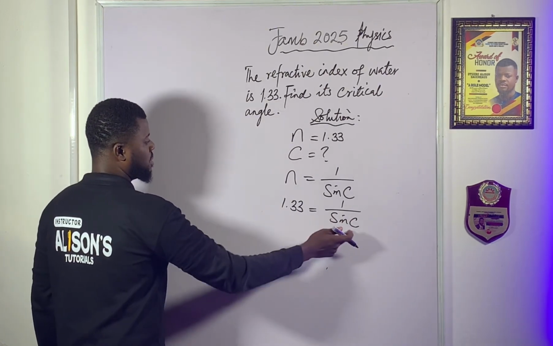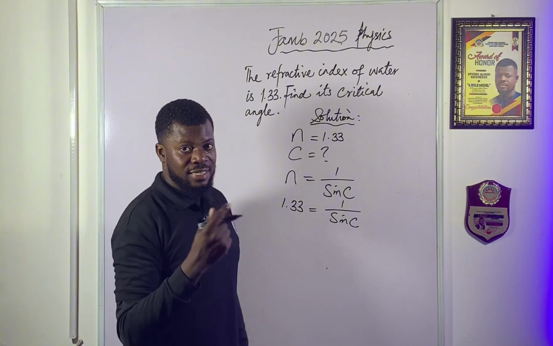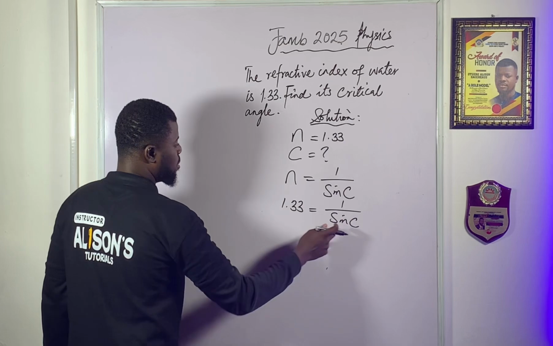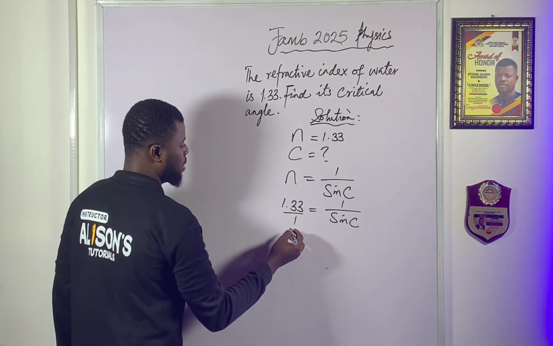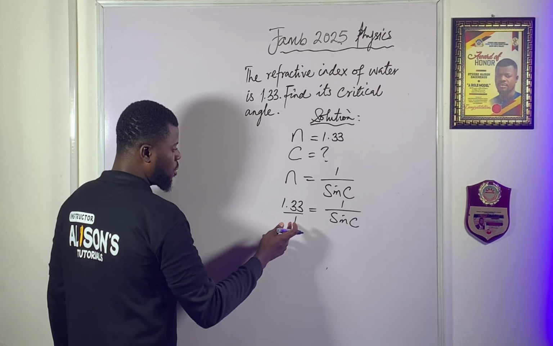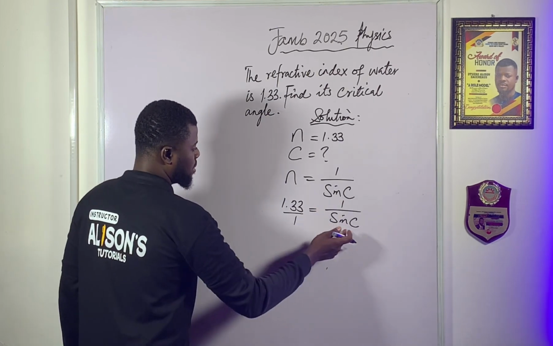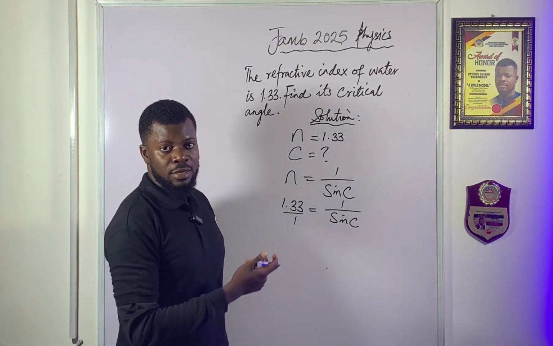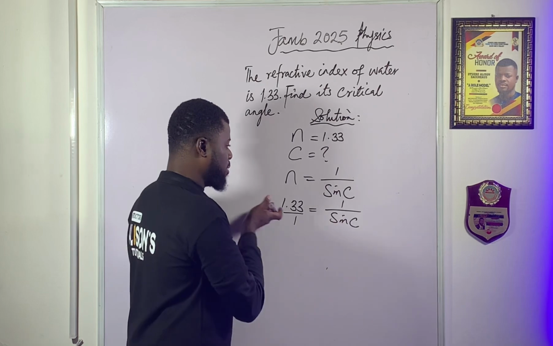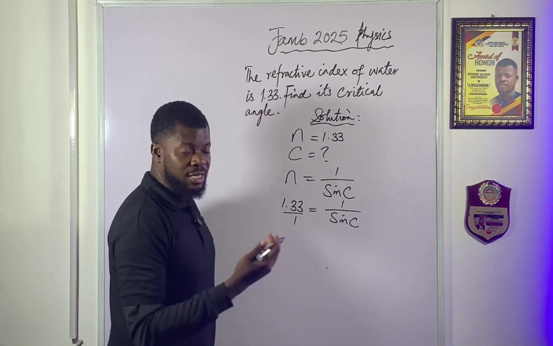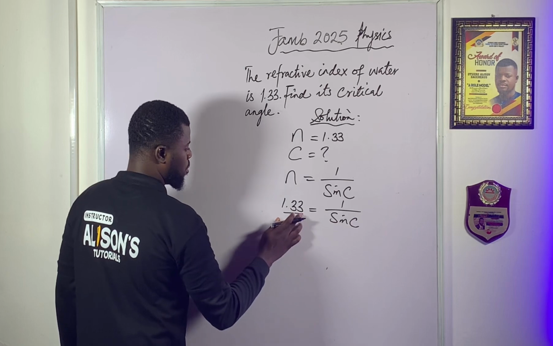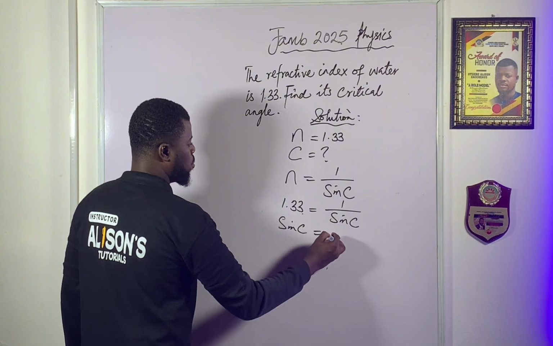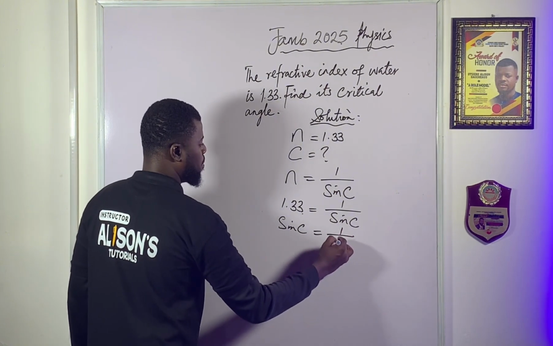So we can easily switch this. Keep in mind, we are looking for C, not sine C. C itself is the critical angle. That's what we are looking for. So we can switch this. Alternatively, you could just say this is over 1. If you cross multiply, you have 1 times 1 to be 1, and sine C times 1.33 will be 1.33 sine C. You will still want to divide both sides by this 1.33 to have sine C over here and this one over here. So to keep things simple, just switch these two. When you switch this, you should have sine C equals 1 all over 1.33.